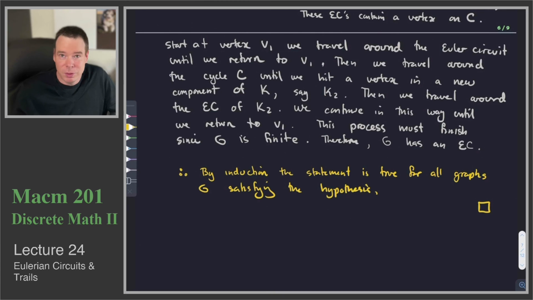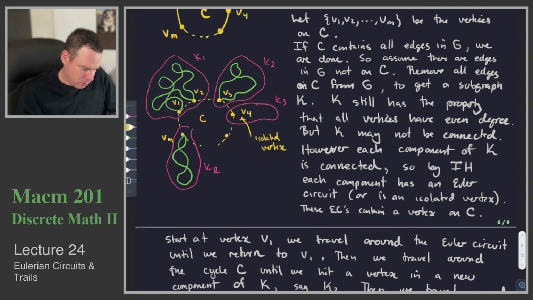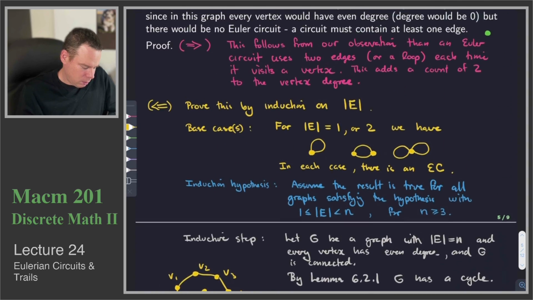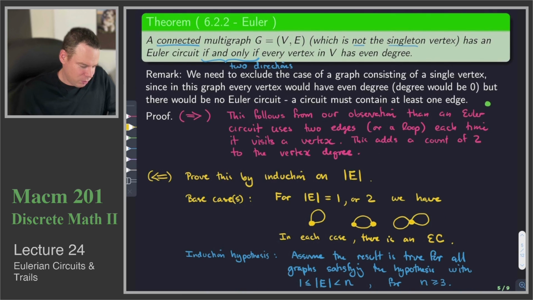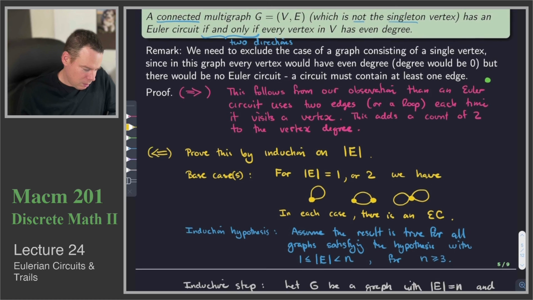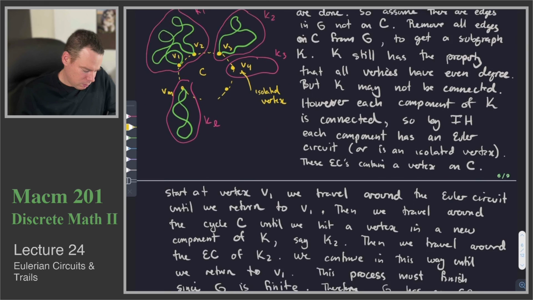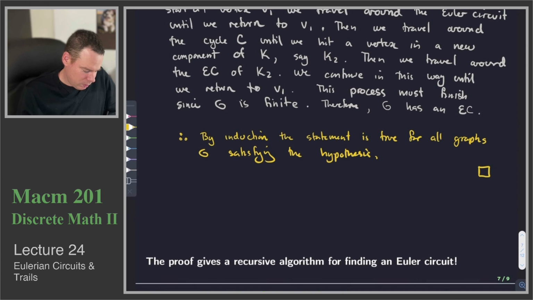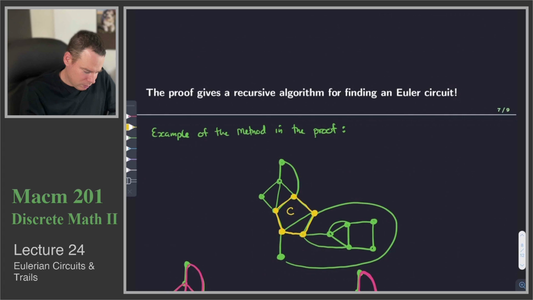So arguably this is probably one of the longest proofs we have in this course. But there it is, all written out. So what have we proven again? Just to recap, we've proven that a connected graph, which is not the singleton vertex, has an Euler circuit if and only if every vertex has even degree. And not only have we proven that result, by our proof, we actually have produced a recursive algorithm for finding an Euler circuit. And that's what our example down here shows.